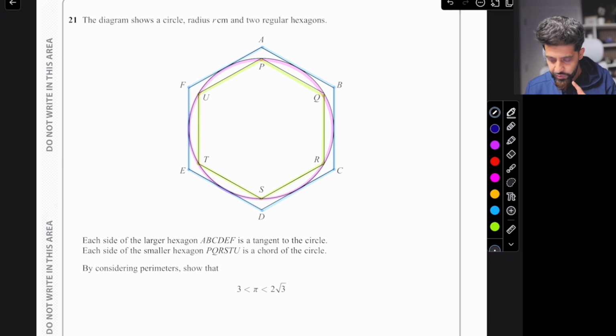bit more clearly. So we're told that each side of the larger hexagon, the blue one, ABC, is a tangent to the circle. You can see that. Look at that. That's a tangent. Each side is a tangent. It's a regular hexagon, which means all these sides are the same. All right, tangent to a circle.